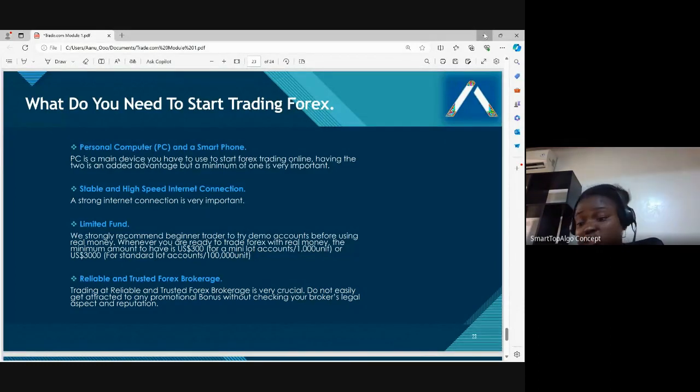Then another thing you need is funds, you need capital. Yes, as a trader, it's important that you start with a demo account. That's true. But at the same time, you need capital. Now, I tell people the higher the capital you have, the higher the opportunities you can take in the market. Yes, you can decide to have any amount, but the truth is you need to ask yourself, how much do I want to really trade with? You need a capital. And lastly, you need a reliable and trusted Forex broker.